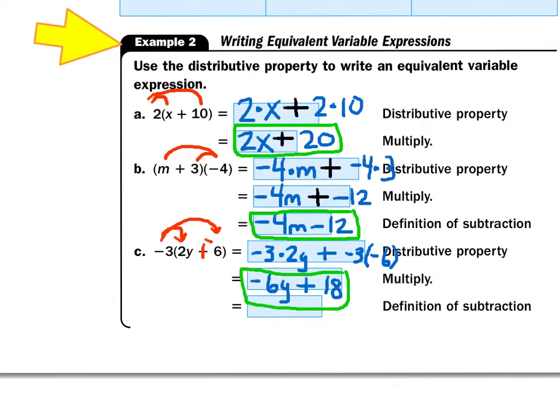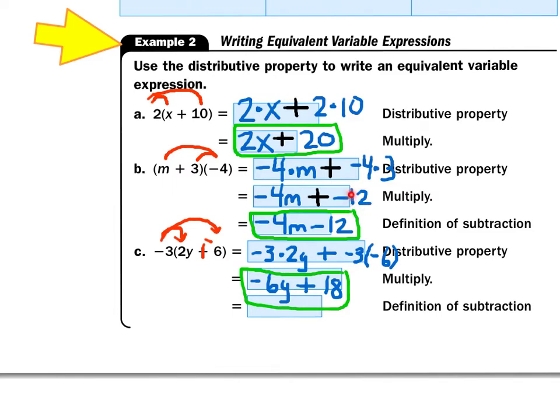Take a look at B. I have the quantity m plus 3 times negative 4. So I would circle the negative 4 and draw a rainbow to the m and a rainbow to the 3, and follow the rainbow. Negative 4 times m I wrote first, then copy the plus, and then negative 4 times 3 I wrote second, and then I simplified. Negative 4 times m is just negative 4m. I copy the plus, and negative 4 times 3 is negative 12.